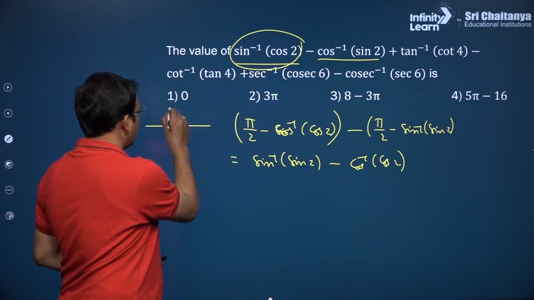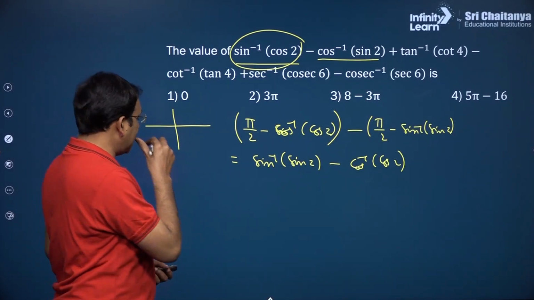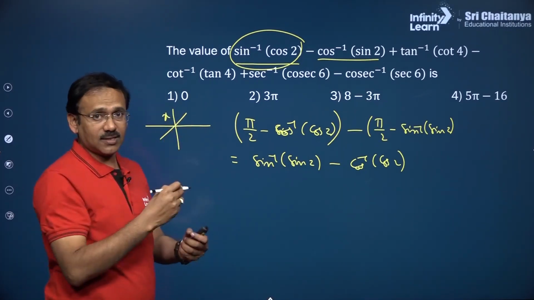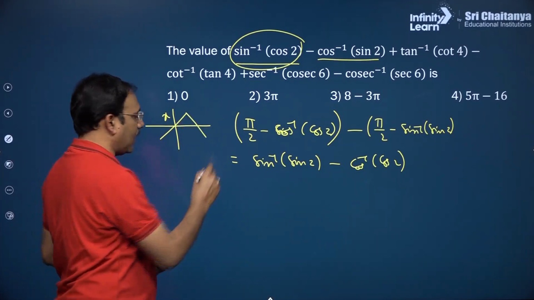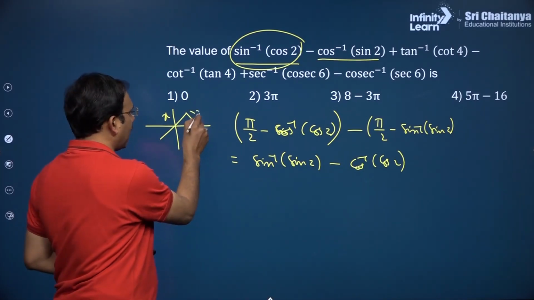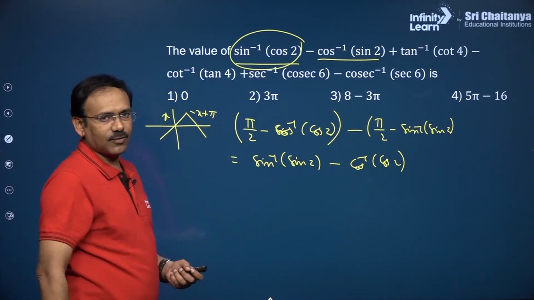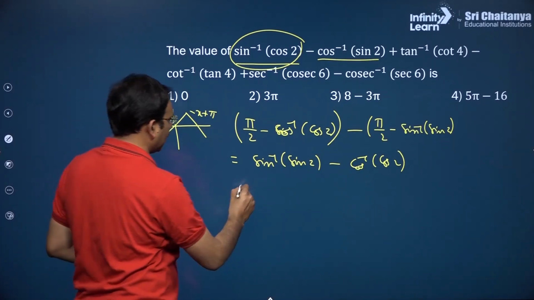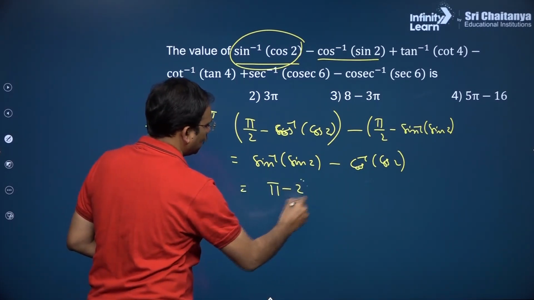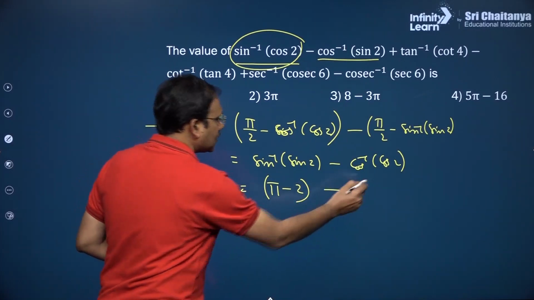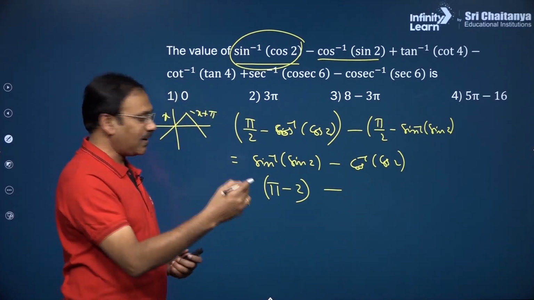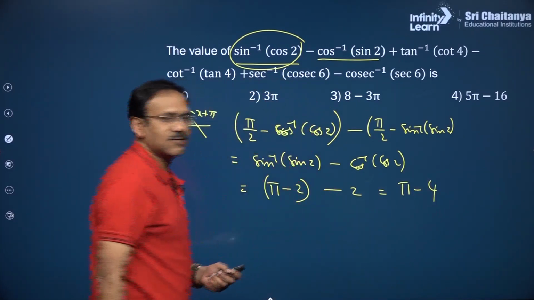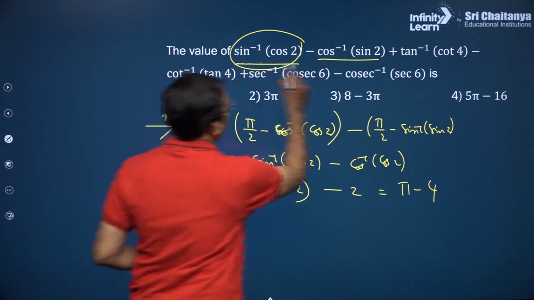Sin inverse of sin 2 means you need to take the graph. Sin inverse of sin x graph I am talking about: 0 to pi by 2, it is x, and pi by 2 to 3 pi by 2, this is minus x plus pi. 2 means it is more than pi by 2, so you have to use this particular graph. This is pi minus 2 is the answer here, minus cos inverse of cos x up to pi, x itself, which is 2, my dear friends, which is, you can say, pi minus 4 is the expression for this particular part.